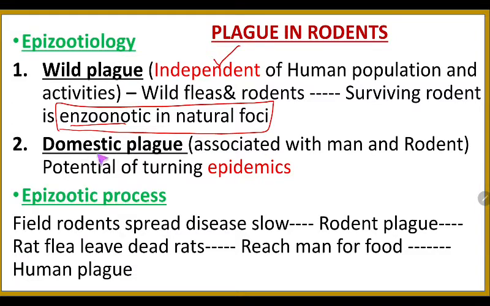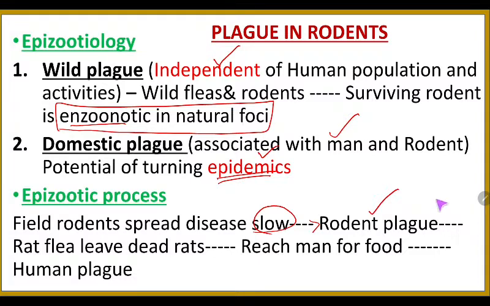And next is domestic plague. Domestic plague will involve humans because this is domestic. There is a potential threat of this turning into an epidemic, to be noted. And how is this process taking place? That is called the epizootic process. Very simple. Now the field rodent is infected by the wild rodent. This field rodent will spread the disease very slowly from burrow to burrow and field to field. This slow disease spread ultimately causes rodent plague.